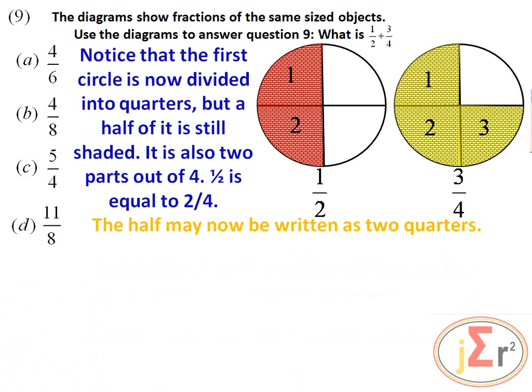The half may now be written as 2 quarters. Do we have half of this circle shaded here still? Yes. And the half that we have here represents how many of the equal parts out of 4? Right. So we have a half shaded, and it is the same thing as 2 parts out of 4. Therefore, the half that we have here may be written as 2 parts out of 4 or 2 quarters.